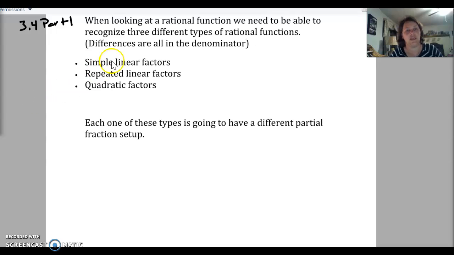So when looking at a rational function, which we talked about, it's just a function with multiple functions within a fraction. So we need to be able to recognize these three different types of rational functions. Differences are all in the denominator. So when we are looking at these differences, we're always looking in the denominator. This isn't anything that has to do with the numerator, only with the denominator. Okay?